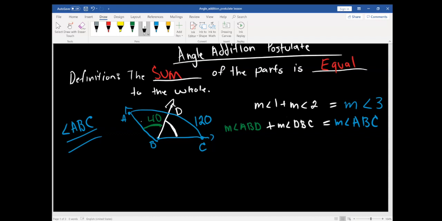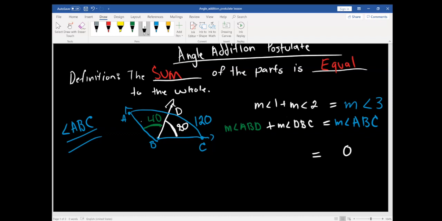Well, let's think back to our definition. The sum of the parts is equal to the whole. In other words, the two smaller ones have to add up to the larger one. So 40 plus blank is equal to 120. What should blank be? Well, blank should be 80, right? So that means this one is 80 degrees because 40 plus 80 is equal to 120, which is the larger one.